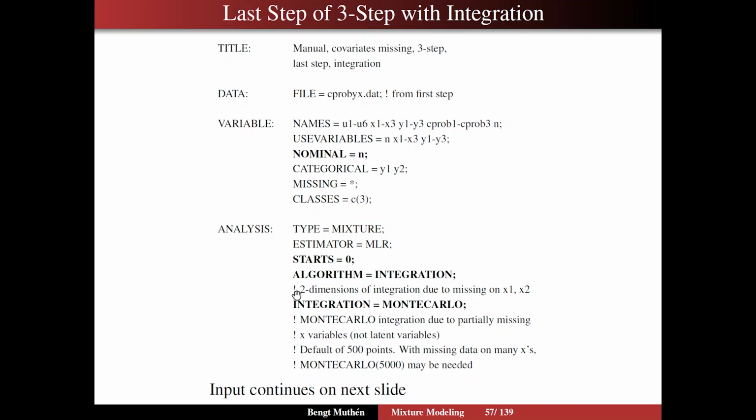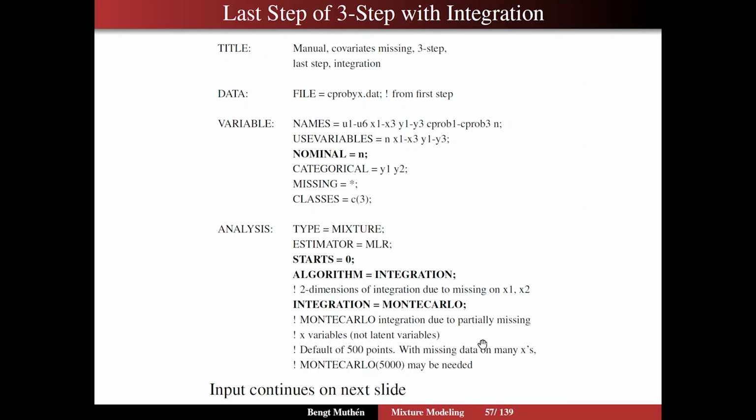And we're going to have 2 dimensions of integration here due to missing data on x1 and x2. x3 doesn't have missing data. So you can see that when you have many x's with missing data, you're going to get many dimensions of integration. It's going to be very heavy computations. In this case, we have to use integration equals Monte Carlo. And as the comment says here, it's due to the partial missing x variables.